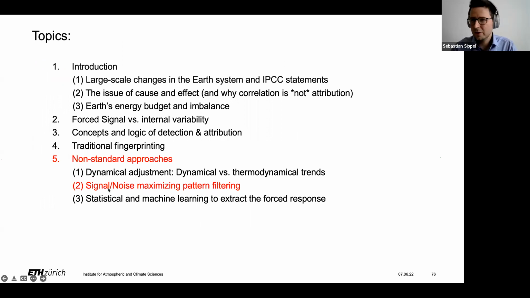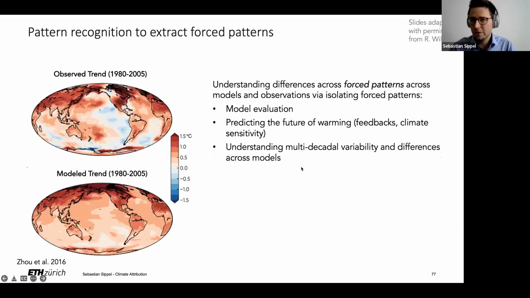And the second kind of non-standard approach that I wanted to briefly highlight here is something called signal to noise maximizing pattern filtering. And that's again where these pattern recognition methods come into play. This is really based on a collaboration and mainly a presentation from Rob Wills, who has worked on this topic specifically, so I'm using his slides here.